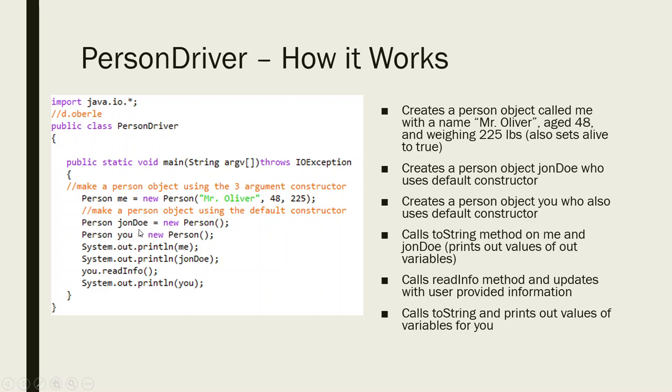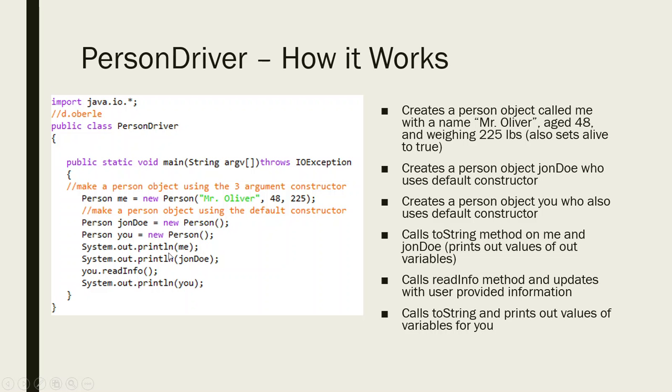Then it's going to create 2 default people. The first one is John Doe, default constructor. So that would be a person whose name is blank, who has no weight or age, and who's dead. And then you, as in you, the person doing the coding, are also going to be default. That's going to be, again, blank name, 0 weight and 0 age, and the Boolean status false for alive, so it's not going to be alive.